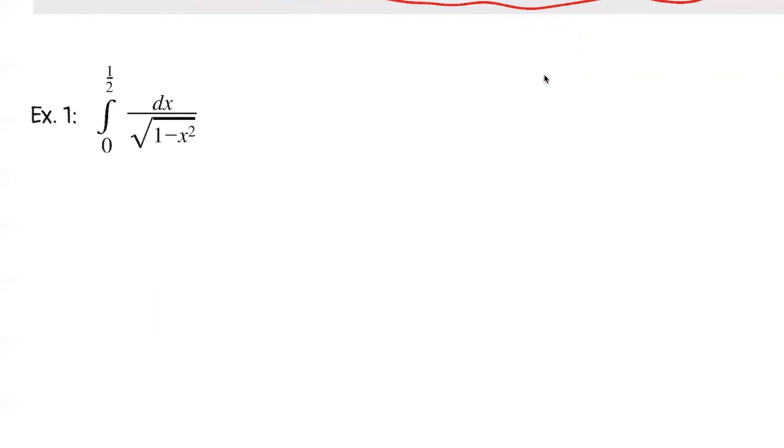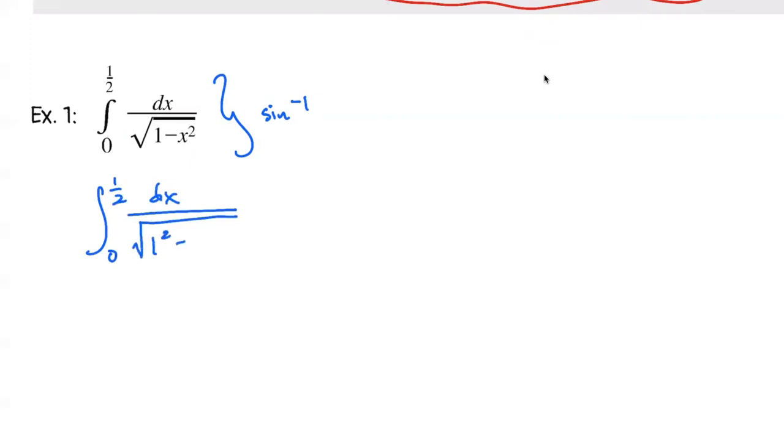And so we can see from here that we might anticipate our solution being something with an inverse sine, right? Because we have the square root on the bottom and then something minus x squared. Now, if we compare this to the actual formula that we have, we might say that we have this integral from 0 to 1/2 of dx over the square root of 1 squared minus x squared.